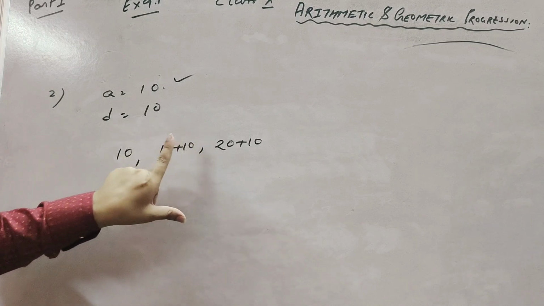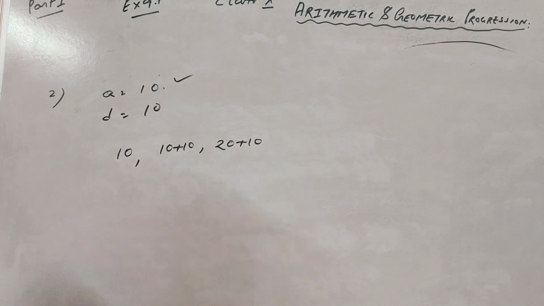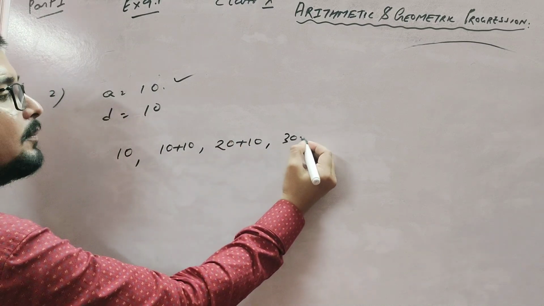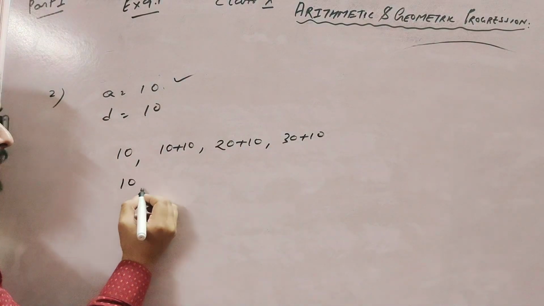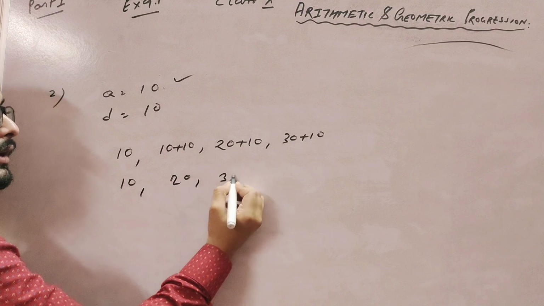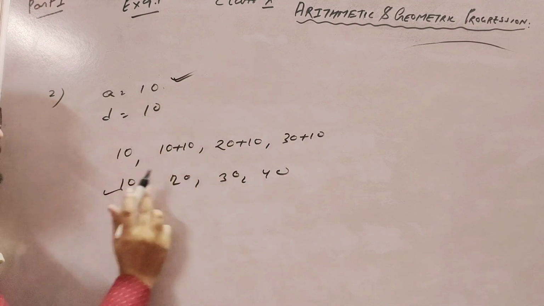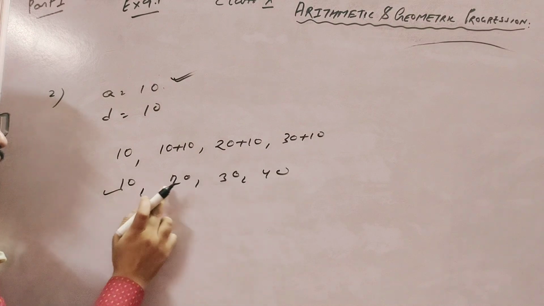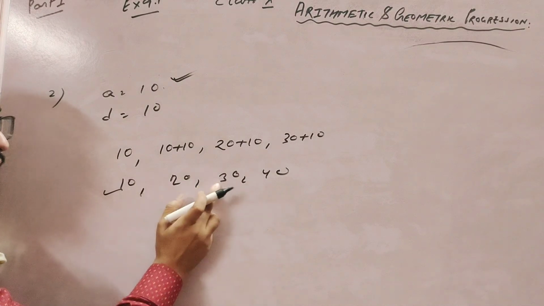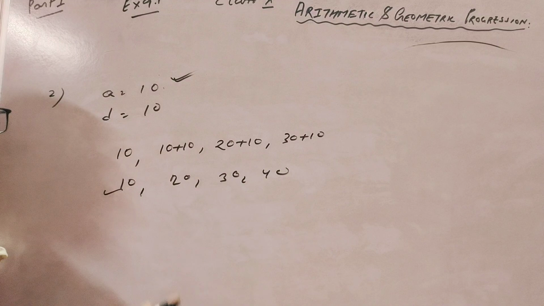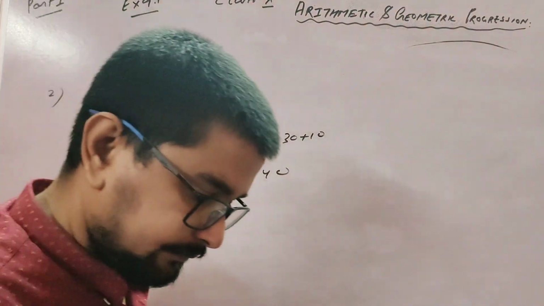The preceding number is 20, 20 plus 10 is 30. This is 30 plus 10. So your answer, the AP, is 10, 20, 30, 40. Because the question gives first term 10 and the difference between all the terms is 10. So 10, 20, see the difference 10. Again you see the difference 10, and again 10. Okay. Note.